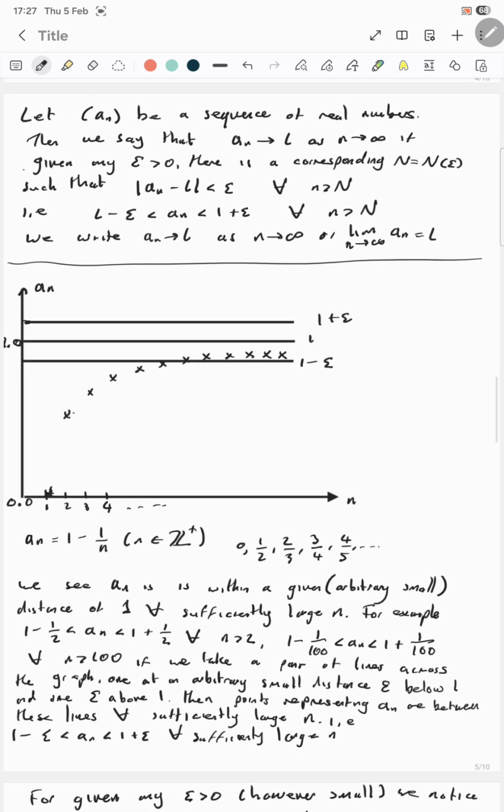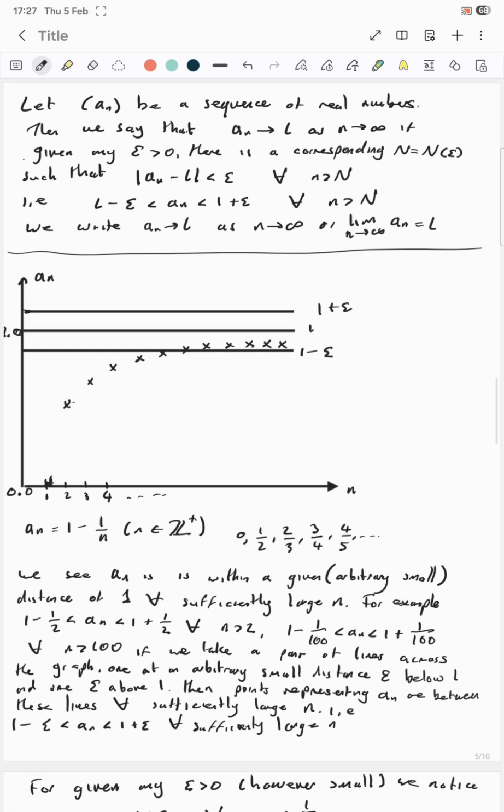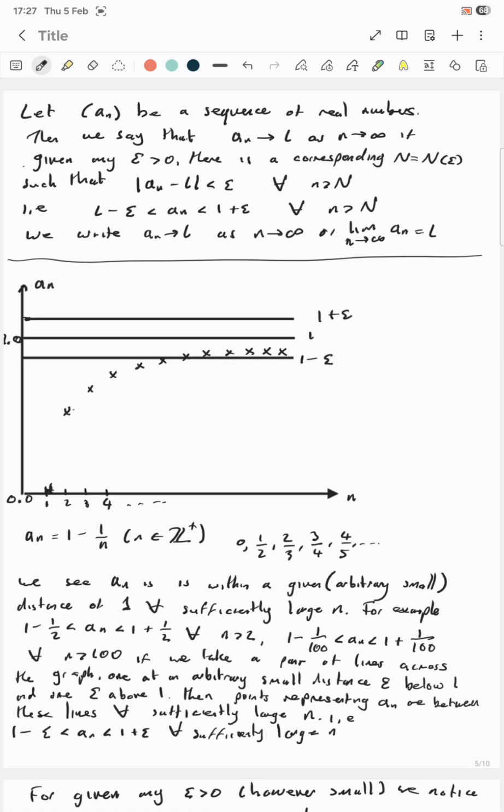Let a of n be a sequence of real numbers, then we say that a of n tends to some L as n goes to infinity if given any epsilon greater than 0, there is a corresponding N as a function of epsilon, such that the absolute value, magnitude of a of n minus L, is less than our epsilon for all n contained within our N, i.e. L minus epsilon is less than a of n, which is less than L plus our epsilon for all n contained within our N. So we write a of n goes to L as n goes to infinity, and we can write this in the limit notation here, limit as n goes to infinity of a of n equals L.